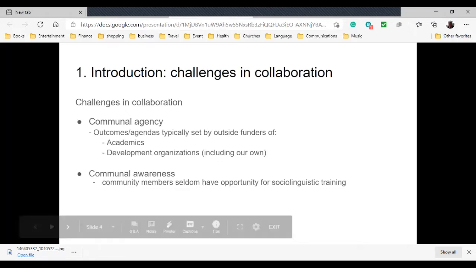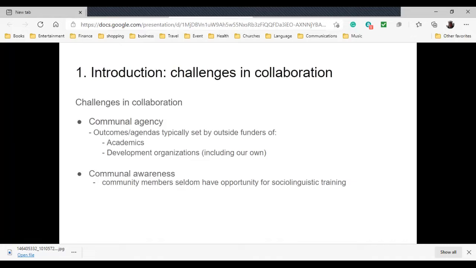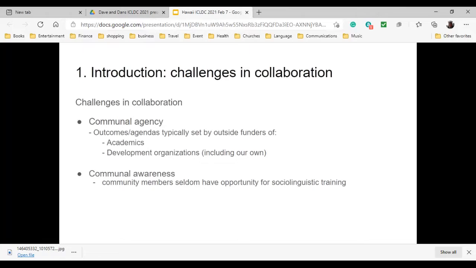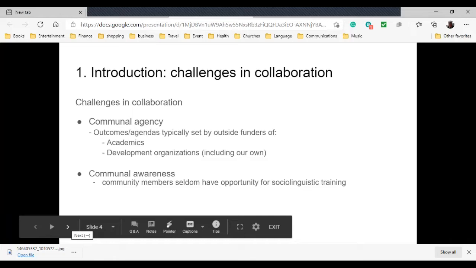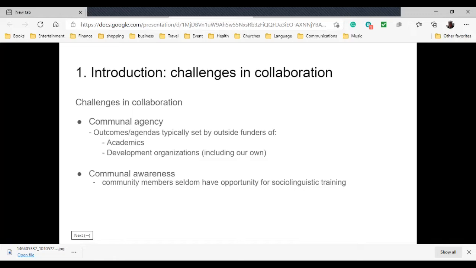So we can talk about two areas that give us challenge in collaboration. One is communal agency. As we've talked about, we may bring agendas which are perhaps not the agendas of the local community. And then the problem of communal awareness. We're asking people to get involved in language research or language documentation without having the needed awareness, especially of sociolinguistic issues.